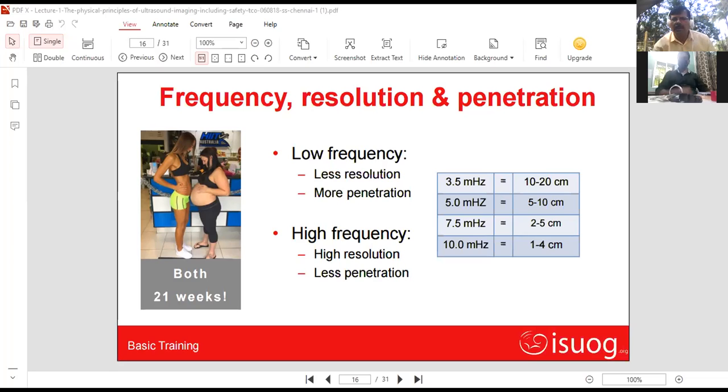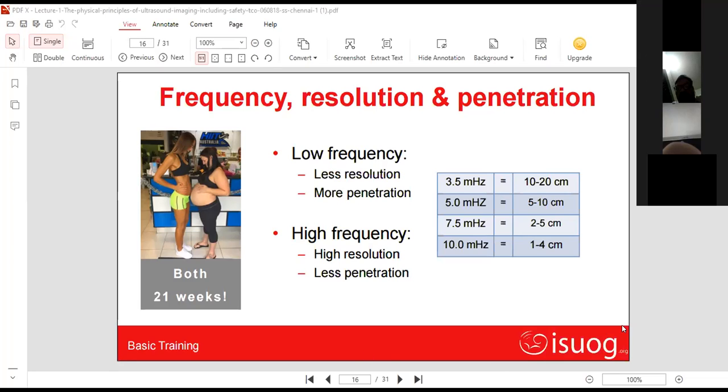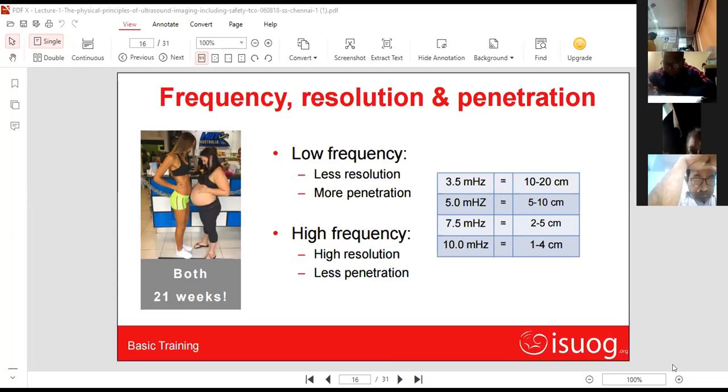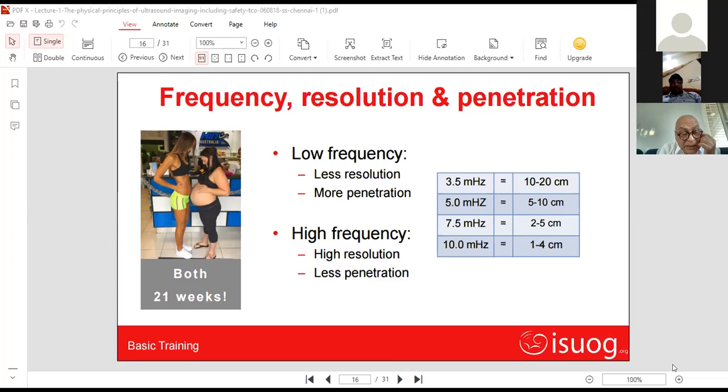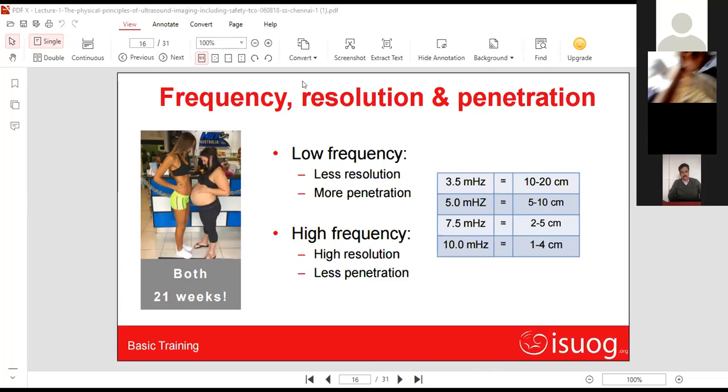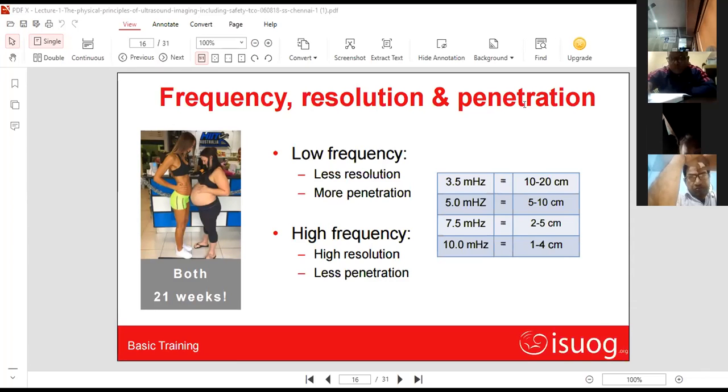In high BMI, we use low frequency transducers, and in thin women we use high frequency, because with high frequency the resolution will be very high, but these waves cannot penetrate to a great depth. But then the picture quality is great. And this one shows how much penetration is possible.